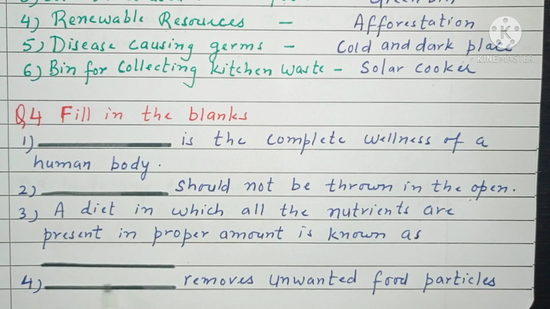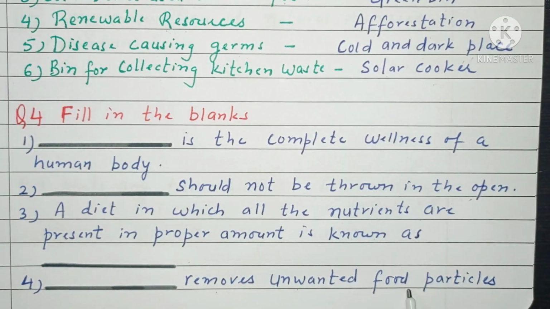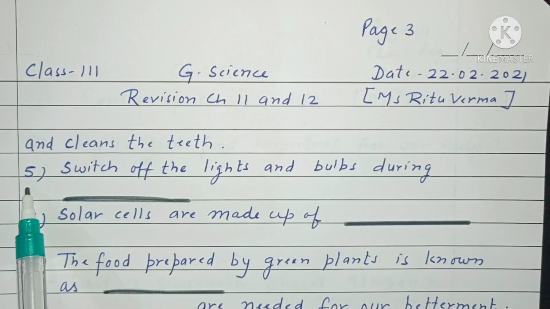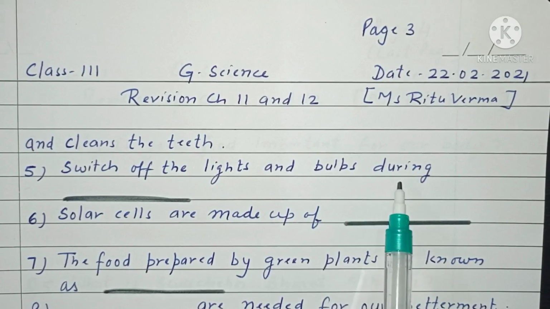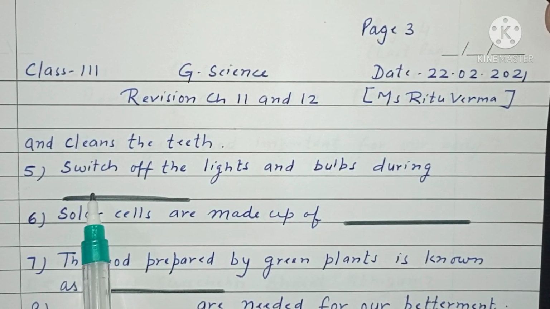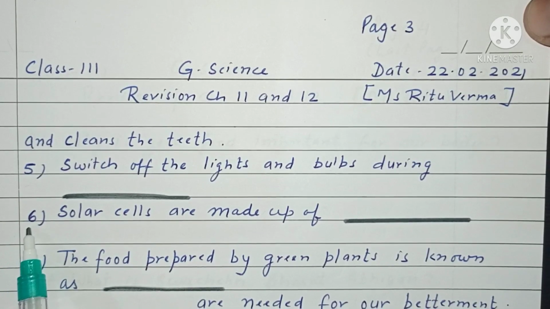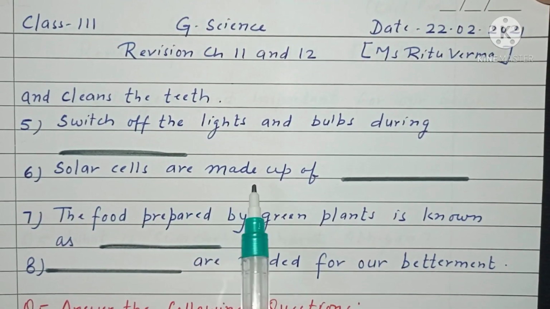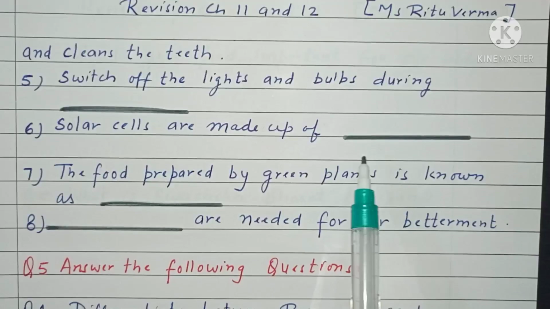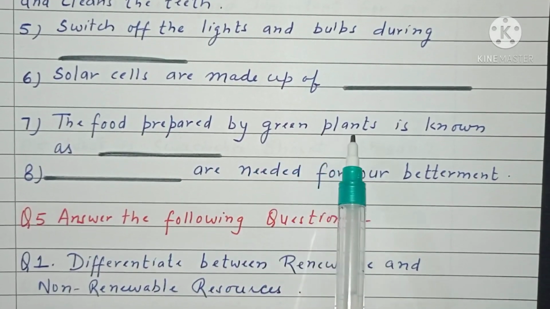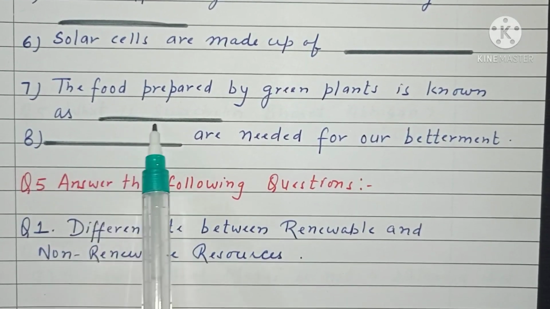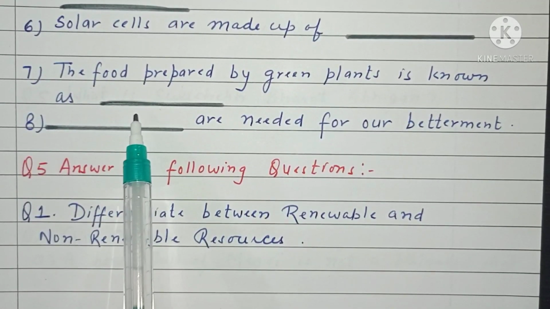And in number 4, we have to write down the name of that habit which helps to remove the unwanted food particles from our mouth. Number 5, what do we need to write here? Switch off the lights and bulbs during which time? It is during daytime. Number 6, solar cells are made up of silicon. Number 7, the food prepared by green plants is known as simple sugar or glucose.